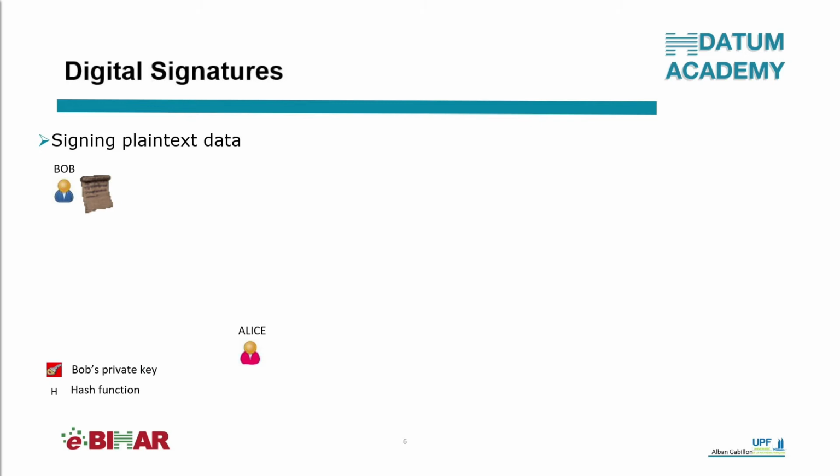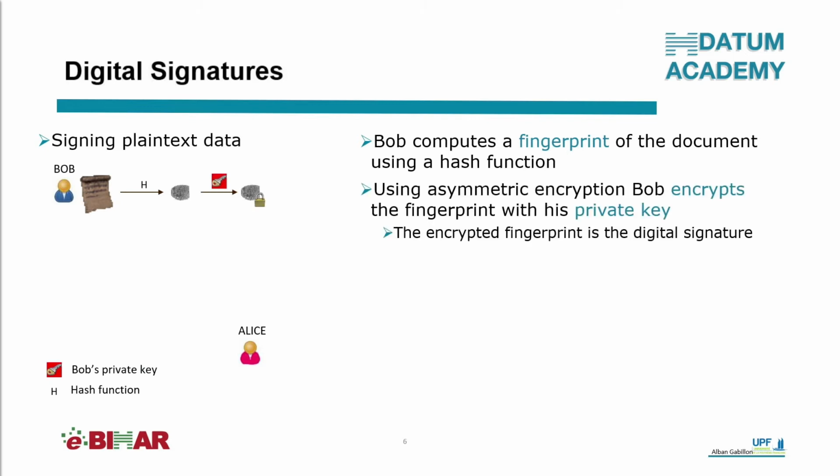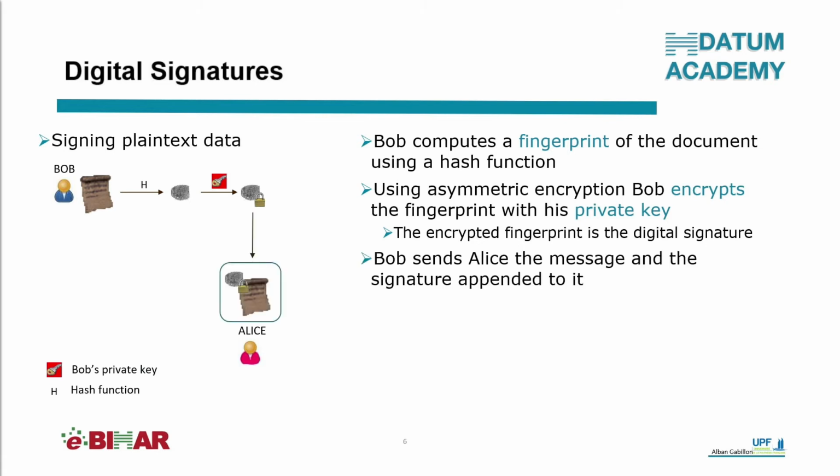Let me show you how Bob can digitally sign the message he wants to send to Alice. On this slide, I suppose that the message to be signed is not encrypted. It's plain text data. Bob computes the fingerprint of the message using a hash function. Using asymmetric encryption, Bob encrypts the fingerprint with his private key. The encrypted fingerprint is the digital signature. Bob sends Alice the message and the signature appended to it. So the message is not encrypted and the digital signature is simply appended to the message.